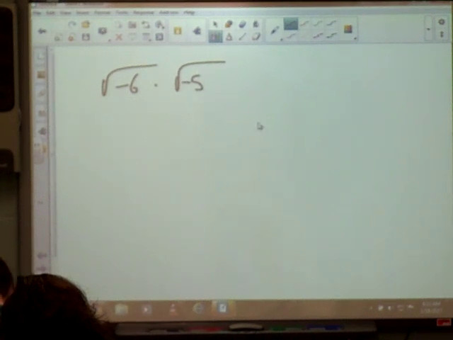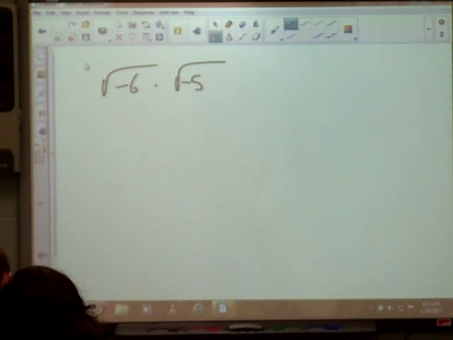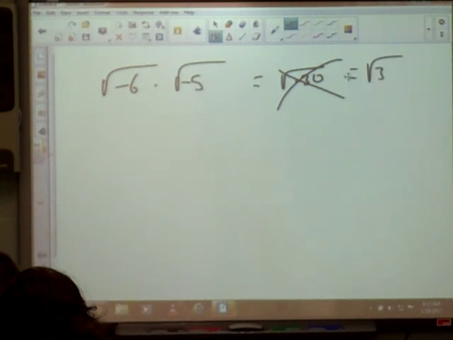When I first started teaching this, I was writing the square root of -30. That's wrong. And I was like, well, doofus, it's because a negative times a negative is a positive. So I was writing the square root of +30, which is still wrong.